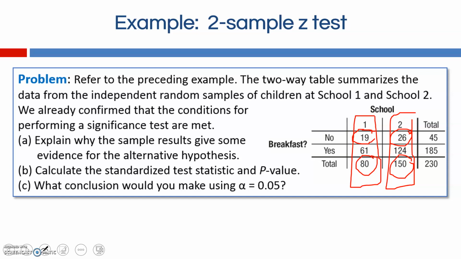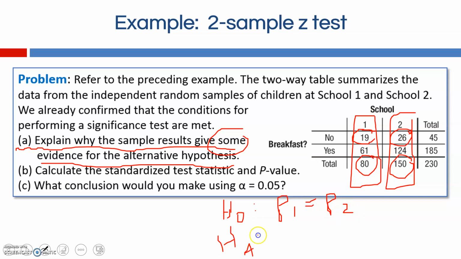So our first question is, explain why the sample results would give some evidence for the alternative hypothesis. And just in case you've forgotten, we assumed the proportions of students not eating breakfast were equal. The alternative for that problem was that the rates of students not eating breakfast were different in some way. So this is the alternative that we're curious about checking. We're going to talk about A, and then we're going to calculate the standardized test statistic for B, as well as the p-value, and then we'll talk about our conclusion for part C.